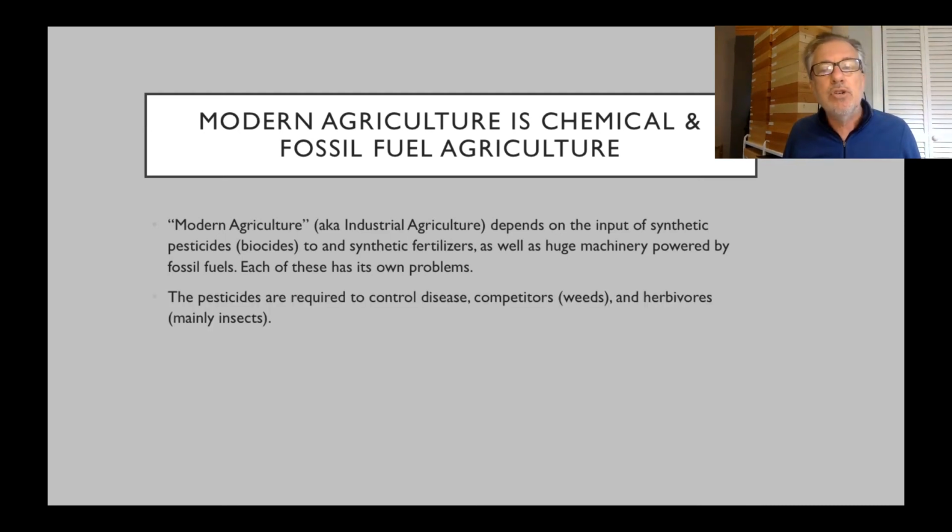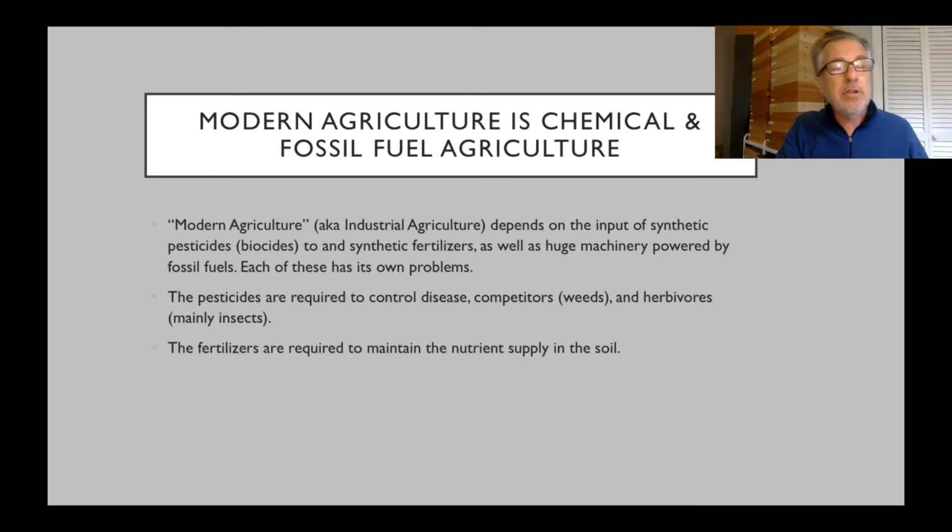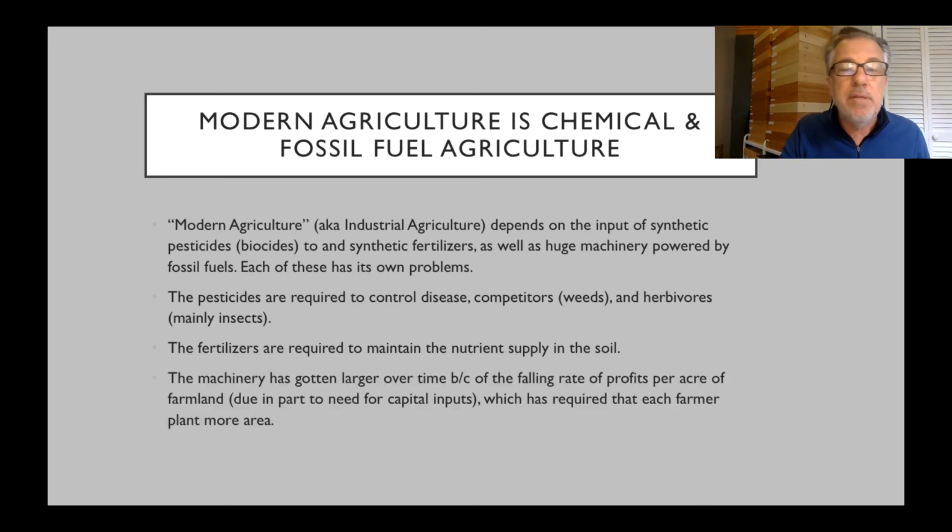Pesticides are required to control disease, competitors, and herbivores. When we are controlling disease, we might call the pesticide a fungicide or a bactericide. When they're controlling weeds, we call them an herbicide. And when they're controlling insect pests, we call them an insecticide. Fertilizers are required to maintain the nutrient supply in the soil because virtually no farmer does the fallow year anymore. And why don't they do the fallow year?